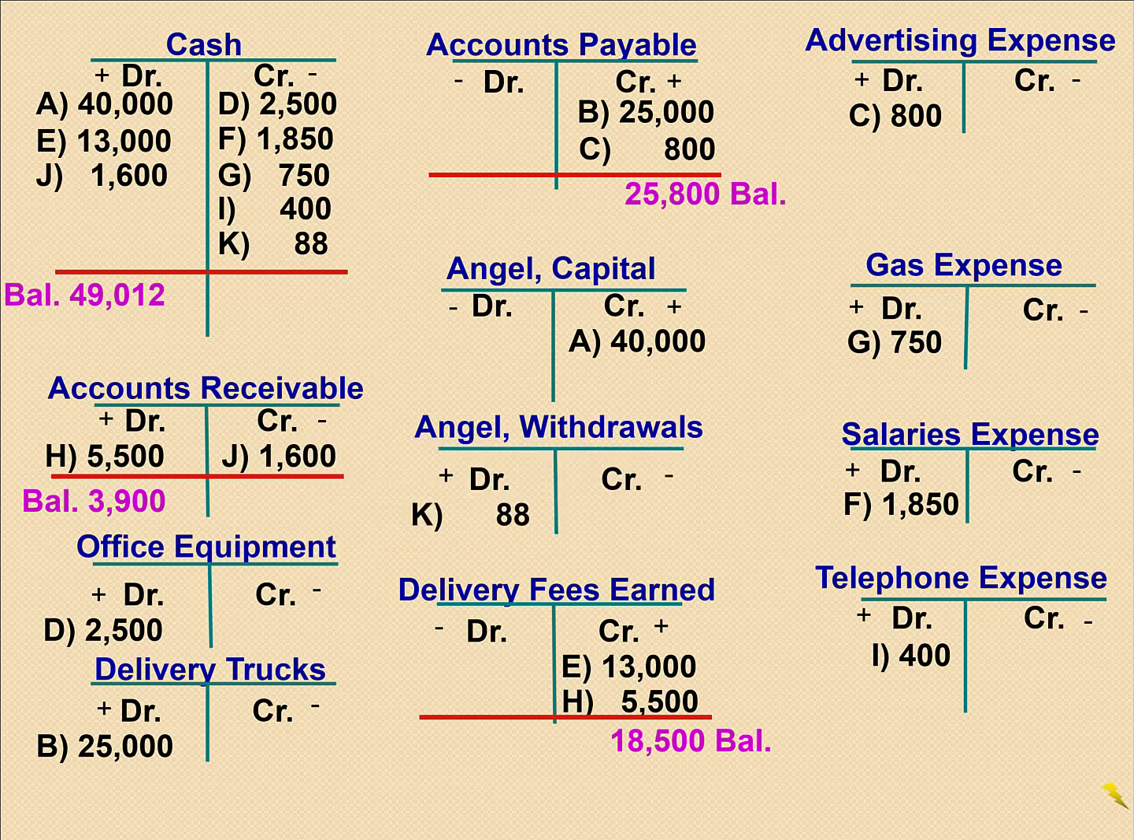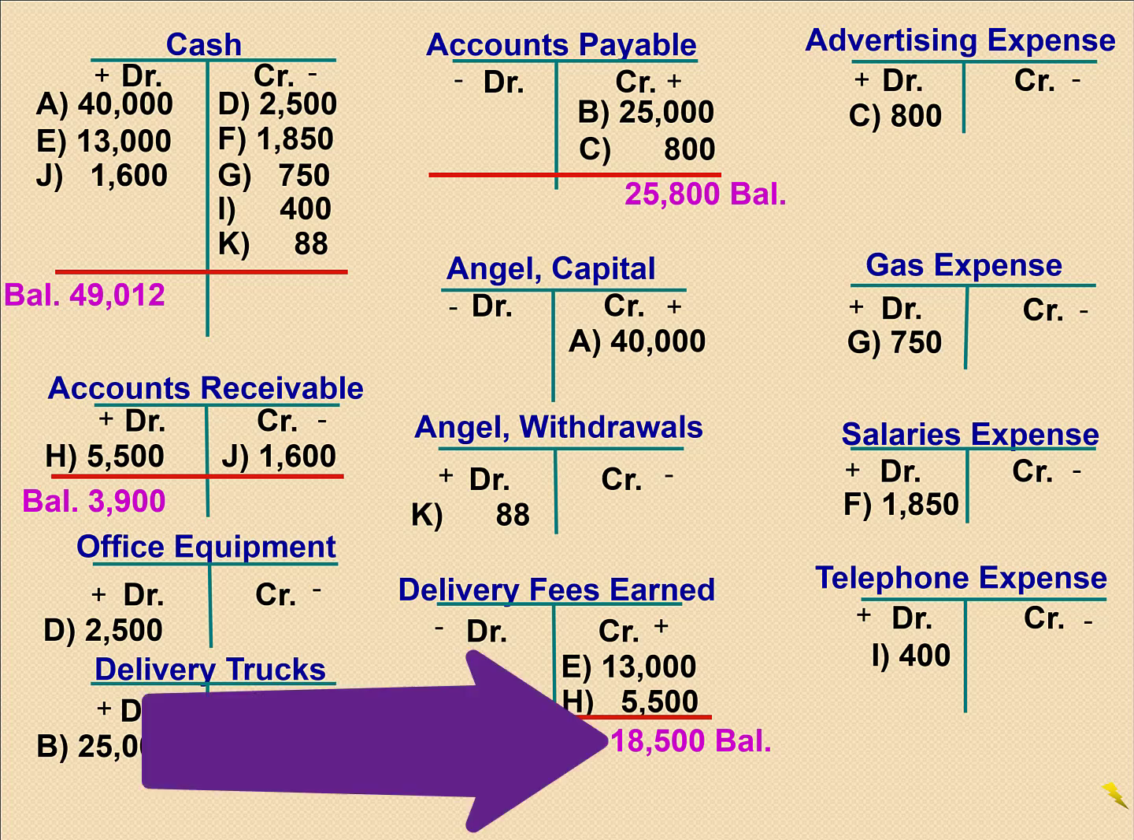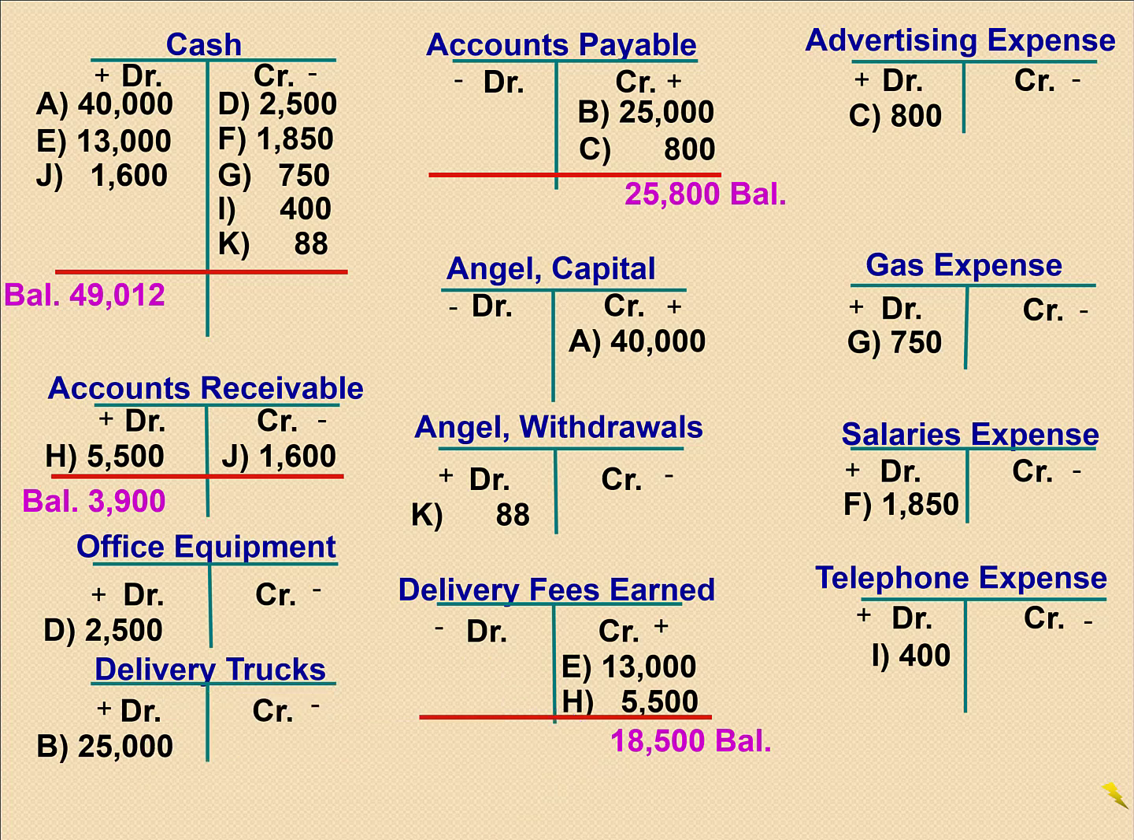How much revenue do we have? This one's a little trickier because the revenue account in this case is not obvious. Do you remember which account was the revenue? If you forgot, look at your chart of accounts. But the revenue account is delivery fees earned. So our revenue is $18,500.